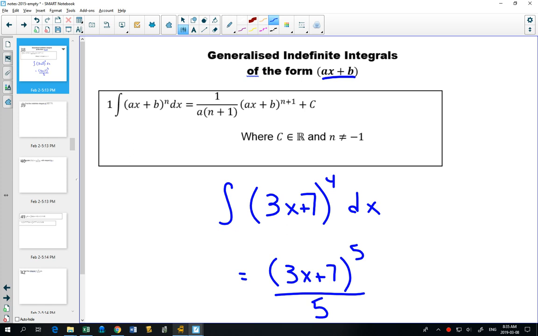But a chain rule would happen if you did the derivative. Does that make sense? That if you did the derivative of this, you would have a chain rule and have to multiply by 3 in the end. So if I'm integrating and I'm working backwards, then I'm going to also have to divide by 3.